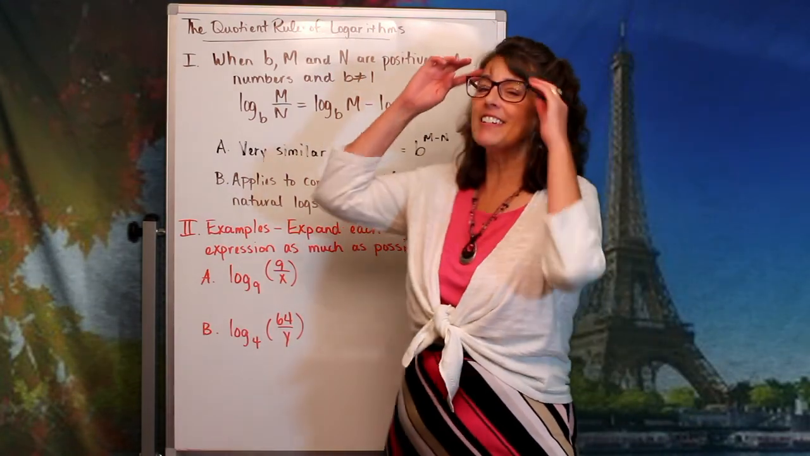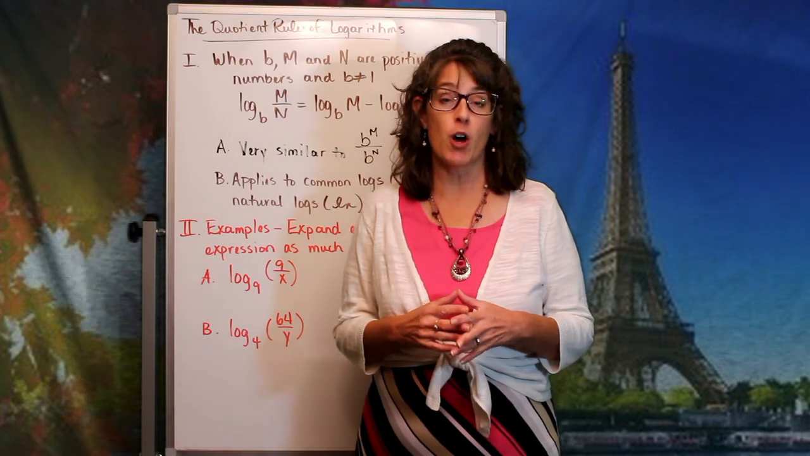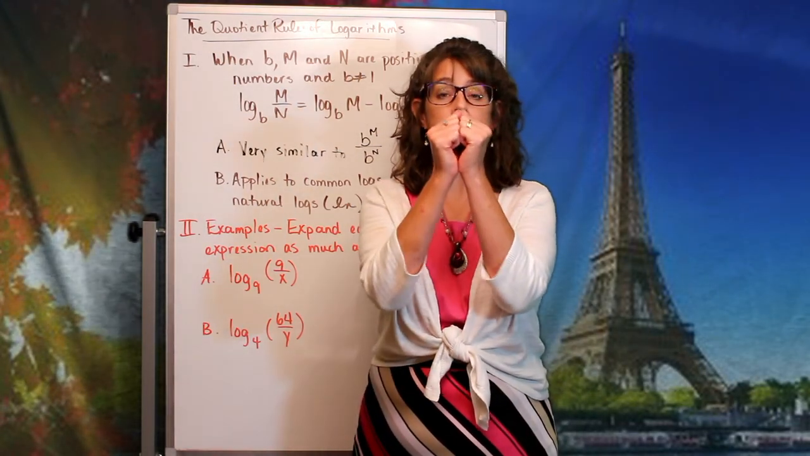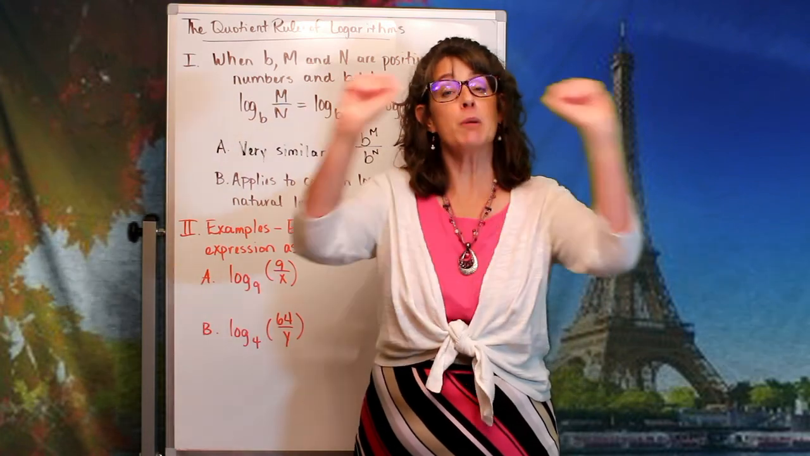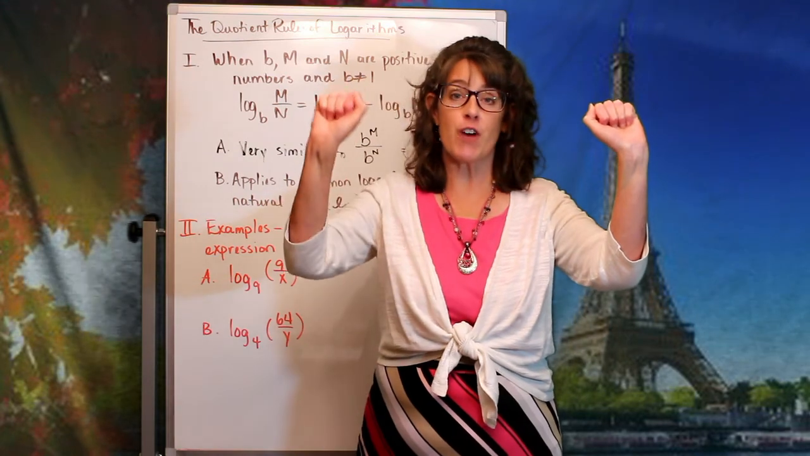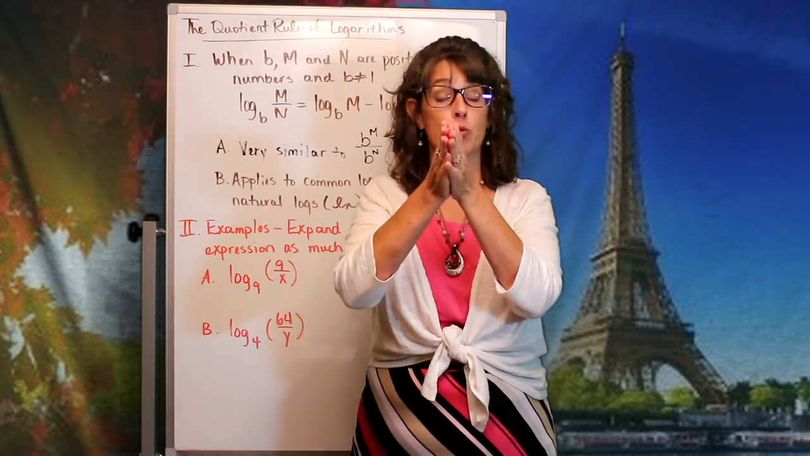So let's take a look now at the quotient rule of logarithms. We've looked at the product rule of logarithms. It said if we had one logarithm, one base, and we had a product that we were taking the log of, we could split that product up, the factors up, and we could take the log of this factor, we could take the log of this factor, and we'll put the two individual logarithms together through addition.